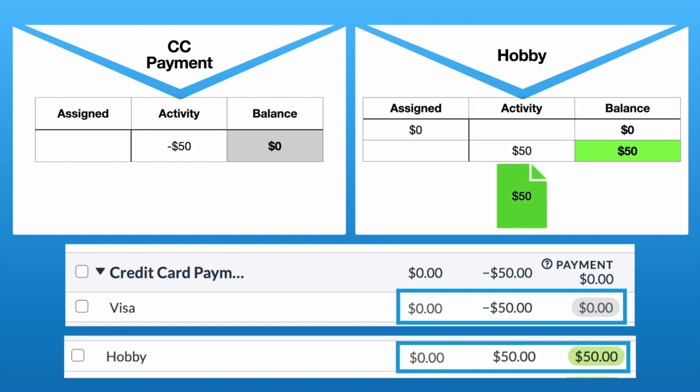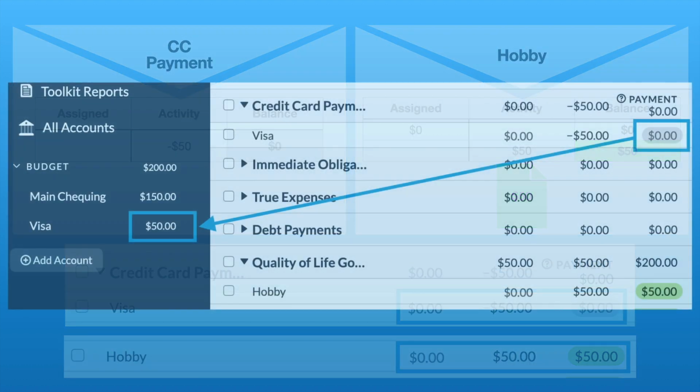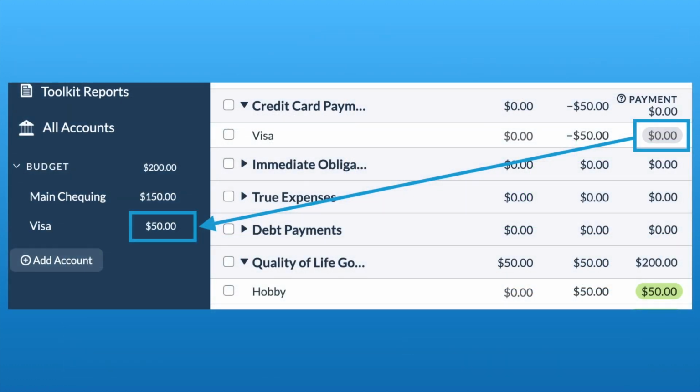So I would record in here that I have $50 cash, but it's almost like it becomes a credit, because what happens is I didn't owe the credit card company anything. I had paid it down to 0. I've returned it, so now I have, as you can see on the left, a positive amount on my credit card, and I've got $50 in my hobby. So it gets a little funky here sometimes, but basically you've got a credit to spend.